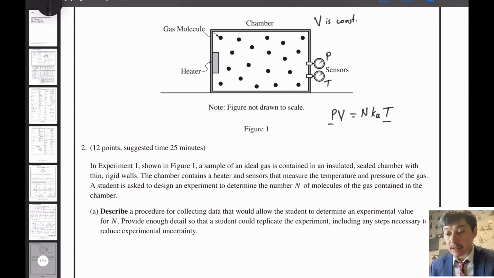And very good, there is a heater already set up. So using the heater, the student can change the temperature, and we are also expecting that as a result the pressure is going to change.